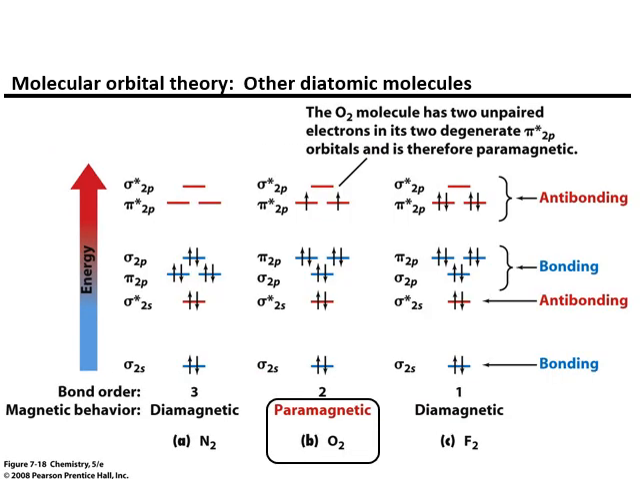Next slide. And you can see here the answers for these. So O2, you see those two arrows at the top that are not paired. That makes it paramagnetic. And again, molecular orbital theory is the only theory that we've studied that actually would have predicted that. And then the bond order. So the bond order for F2 is 1, O2 is 2, N2 is 3.